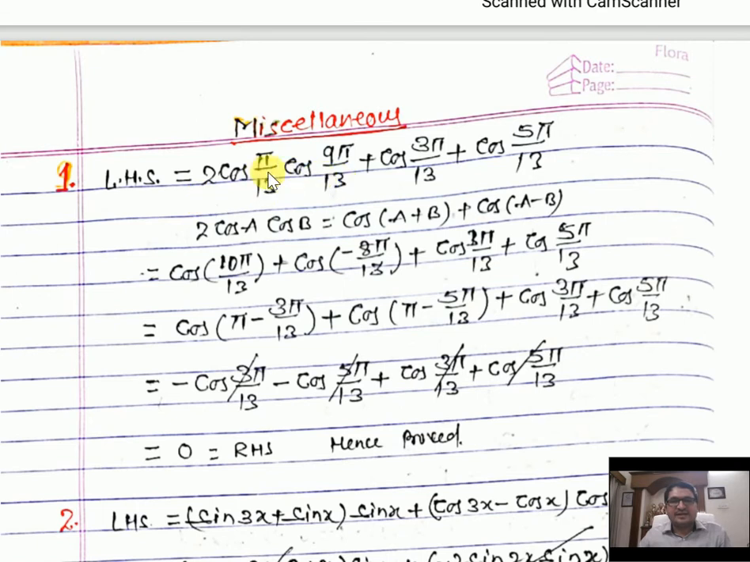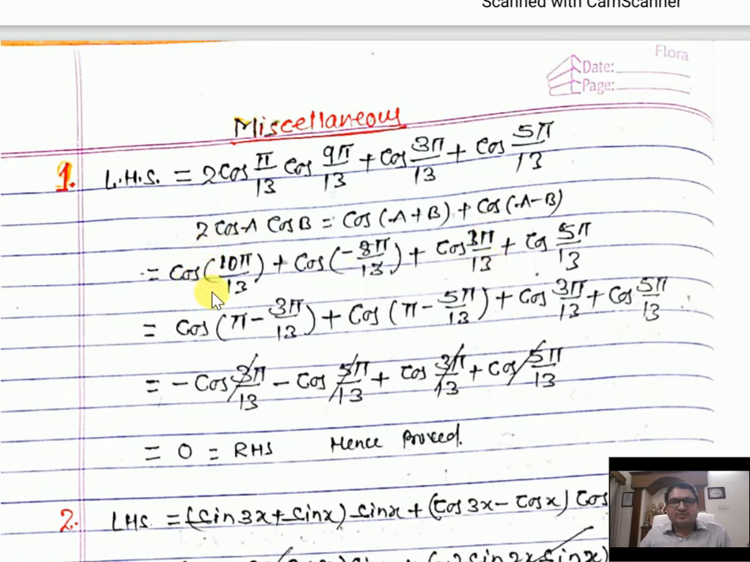On the left-hand side I have written, and on the right-hand side we have to prove 0. So apply the formula. There are a total of 3 terms given: first term, second term, third term. In the first term you can apply 2 cos A cos B, that is cos(A plus B) plus cos(A minus B). So here we got cos 10π/13, here we got cos(−8π/13), and here we have cos 3π/13.